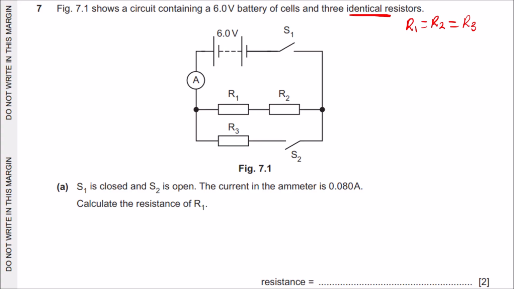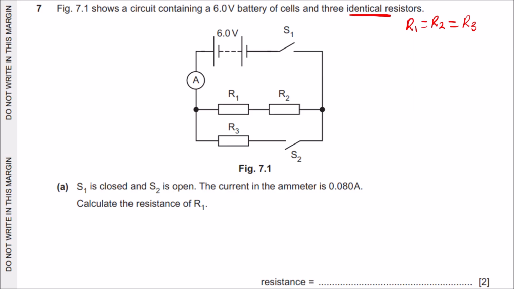Now item A says switch 1 is closed and switch 2 is open. The current in the ammeter is 0.080 amps. Calculate the resistance of R1.